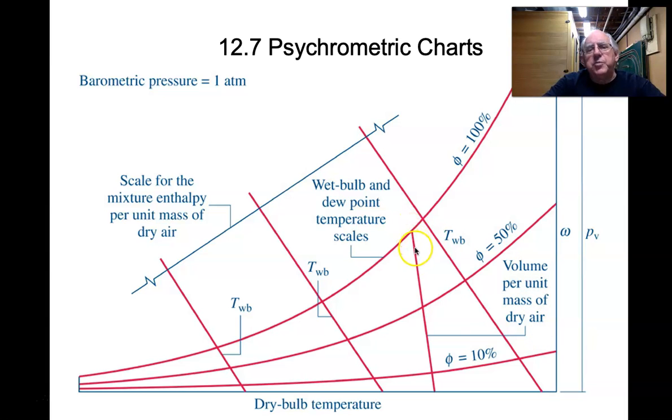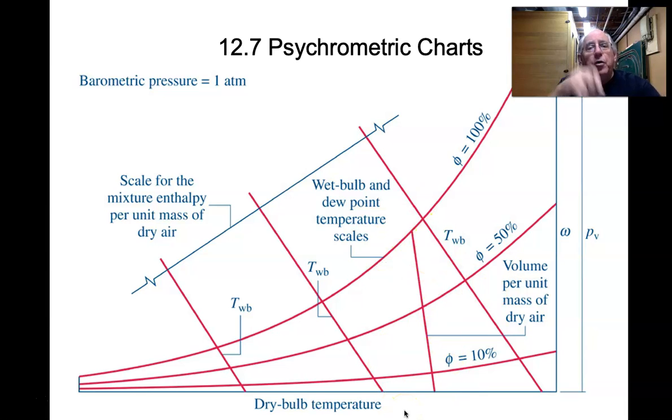So this is the specific volume of the mixture. Again, it's a little bit unique in that it's volume per mass of dry air, not volume per total mass. And so there will be lines of constant volume per mass of dry air on a psychometric chart.